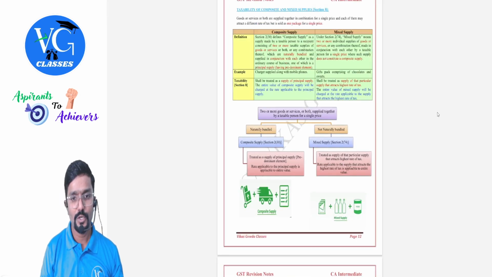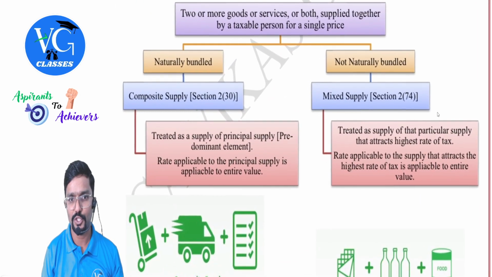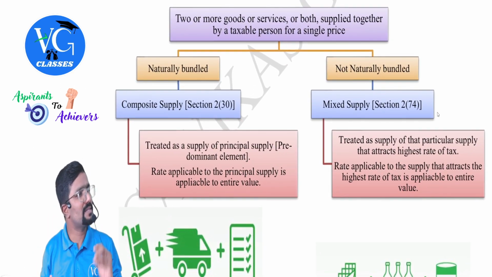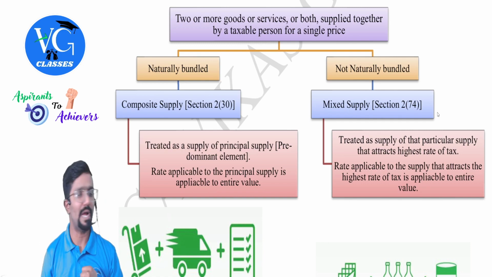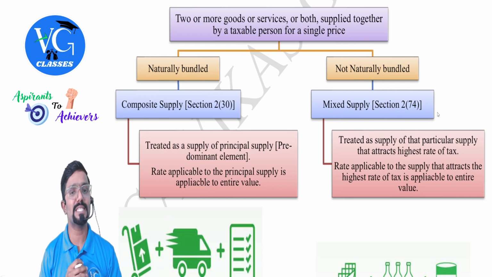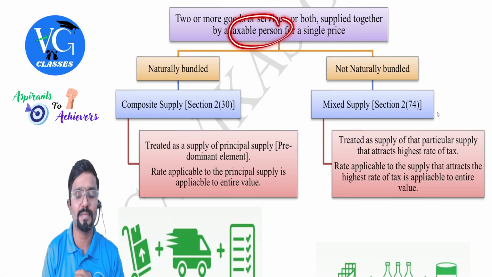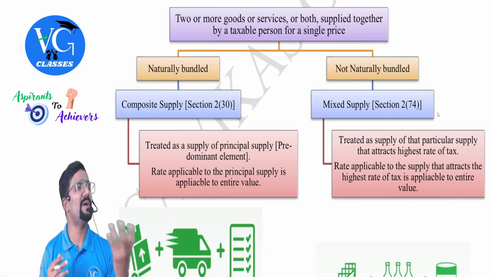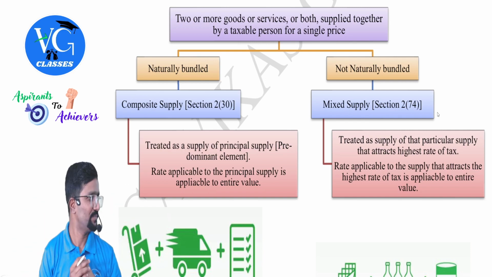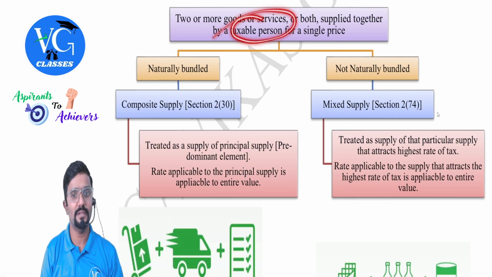Okay. Now let me go to my revision chart and show you once. Because once I understand it in simple terms, I can easily understand what is given in the law, guys. Okay, please pay attention. In one single chart, I have tried to cover both. Two or more goods or services or both supplied together by a taxable person. Okay, who is supplying it, guys? Taxable person. Sir, what if it is supplied by a small person who is not registered under GST? Then why should you want to check whether it is a composite supply or mixed supply? Because you are not liable to pay GST. So only if supplier is a taxable person, we will check it.